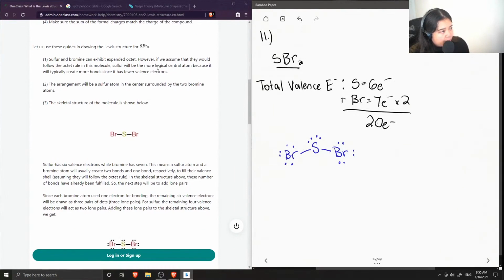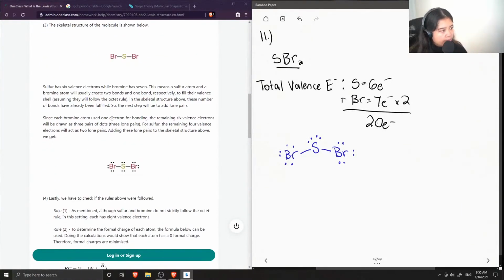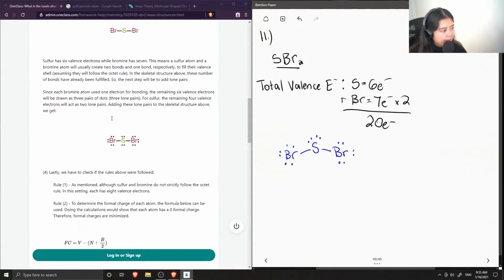Sulfur would be the more logical central atom because it will typically create more bonds since it has fewer valence electrons. The arrangement will be sulfur surrounded by the 2 bromines. They drew in all of the lone pairs.